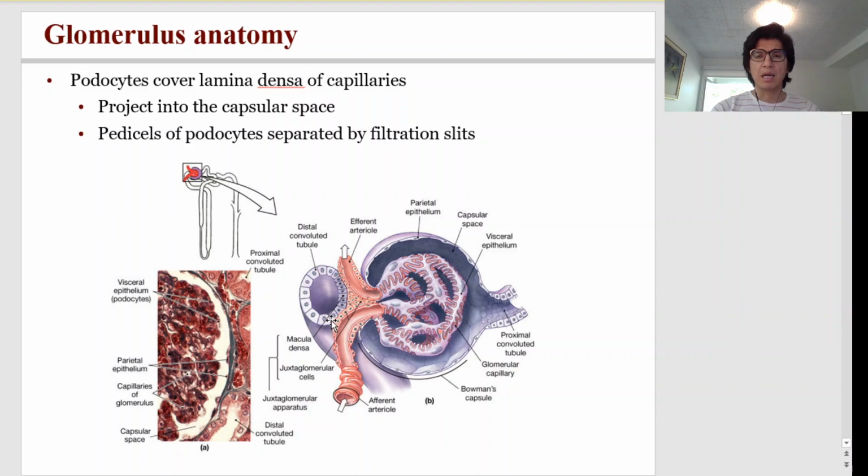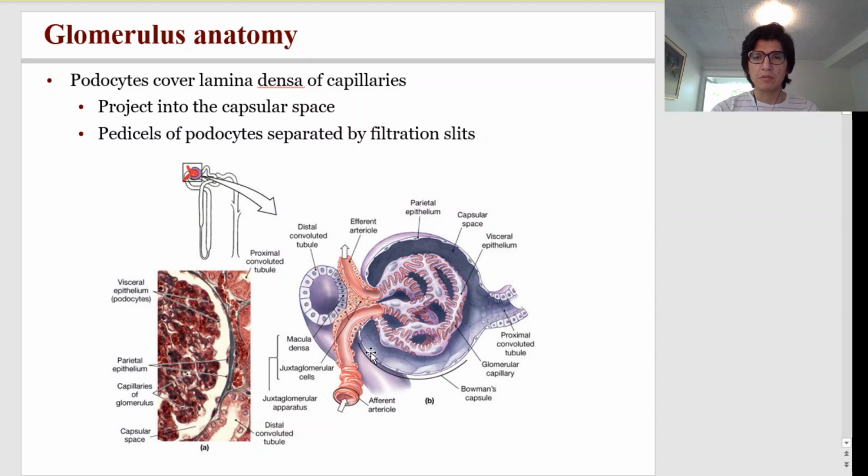Here we have a specialization called the juxtaglomerular apparatus. The juxtaglomerular apparatus is going to be composed of specialized cells from the distal convoluted tubule called the macula densa, and specialized smooth muscle cells present in this area that are able to control the lumen of the efferent arteriole, as well as release renin and erythropoietin in order to regulate filtration.